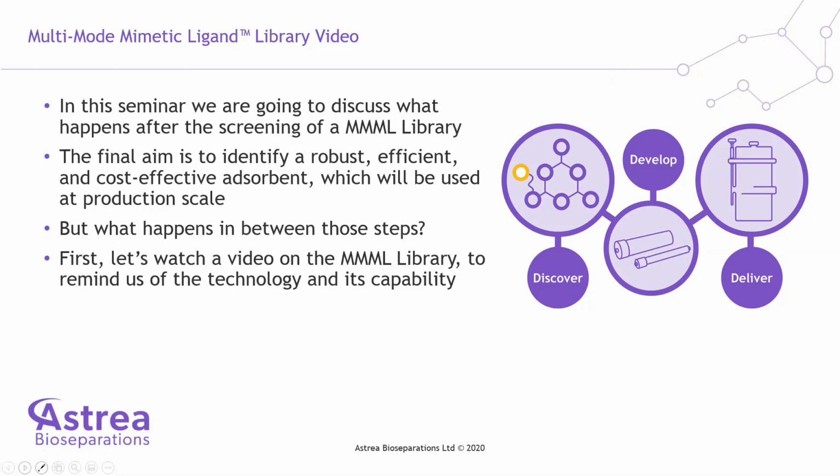Of course, as you can imagine, the final aim of the project or the whole process is to identify a robust, efficient, and cost-effective adsorbent that can be used in your process, of course, at production scale. The very first step that you might have taken is to screen the MMM plate for a possible candidate. But then the question is what happens in between those very extreme steps, the initial screening and the production at scale. So I want to fill a bit on that gap.